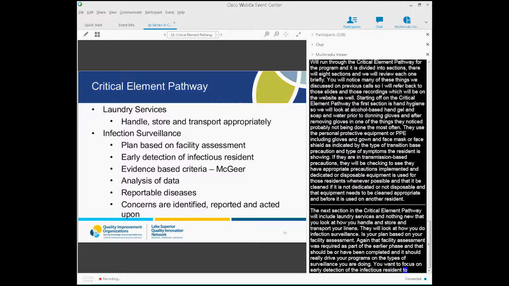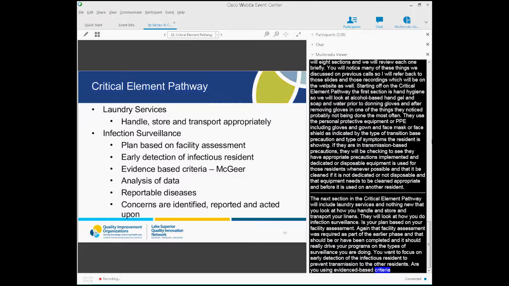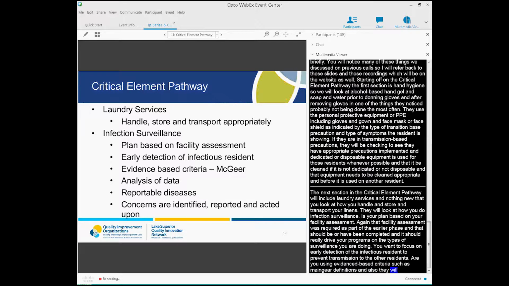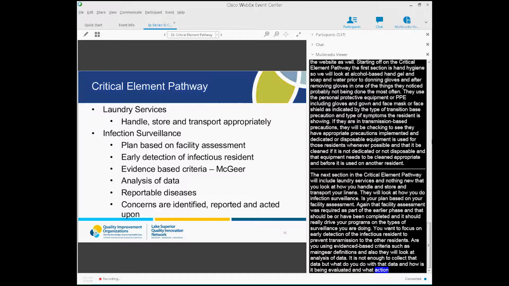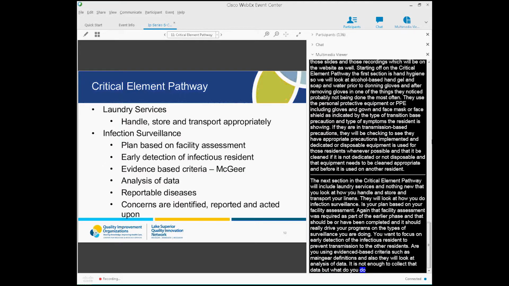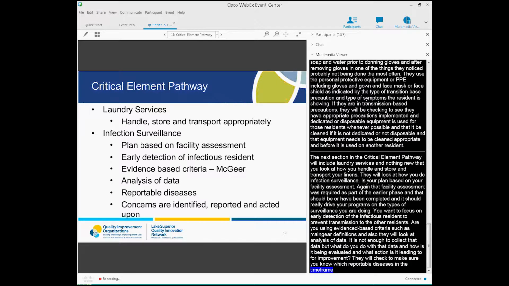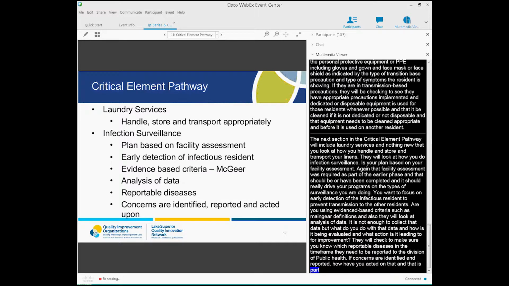Are you using evidence-based criteria such as McGeer definitions? We're also going to be looking at analysis of your data. So it's not enough to just collect that data, but what do you do with that data? How is it being evaluated? What actions is it leading you to for improvement? They're going to check to make sure that you know which reportable diseases and the time frame that they need to be reported to the Division of Public Health. And if concerns are identified and reported, how have you acted on them? That is all part of that surveillance portion of the critical element pathway.